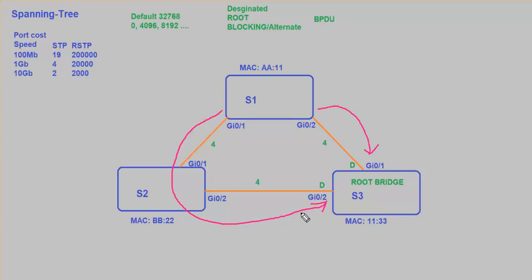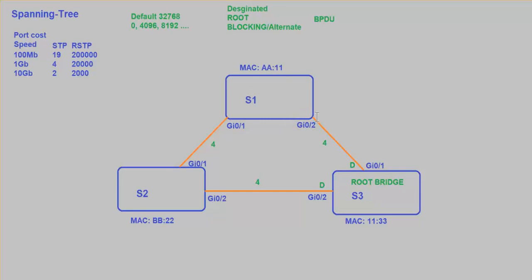When we go through the calculations, if I use the direction from S1 directly to S3, my cost value is only 4. But if I go from S1 through S2 and then S3, my cost is 4 plus another 4, so that's 8. If you compare 8 and 4, definitely 4 is better, because spanning tree likes to take the lower value. This path is my preferred path to reach the root bridge, and this is where I get my root port.